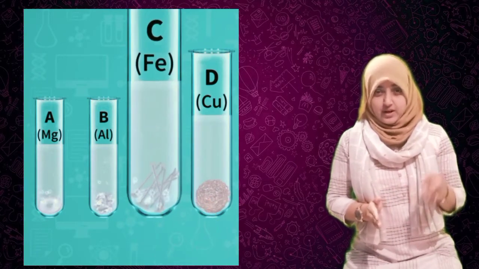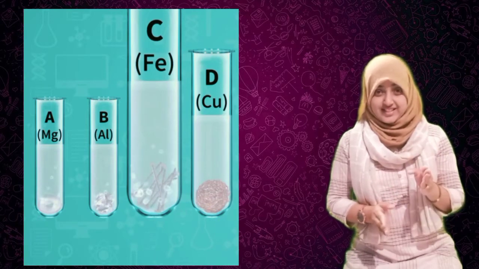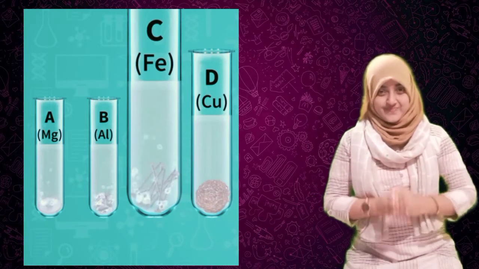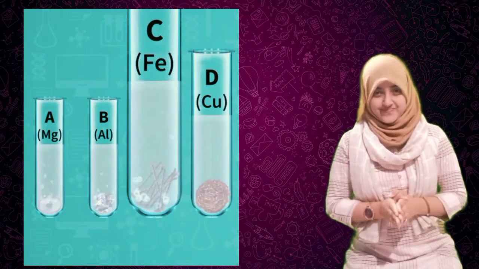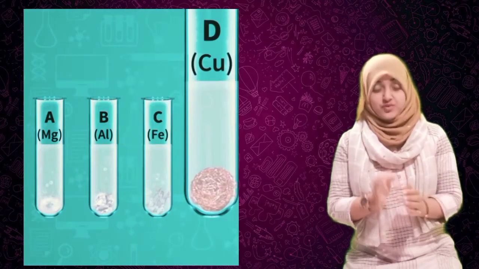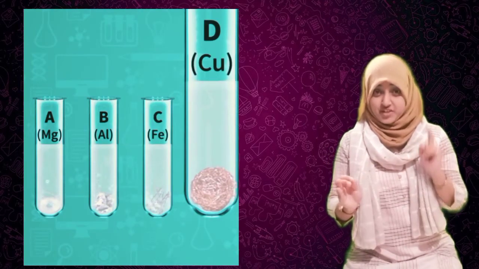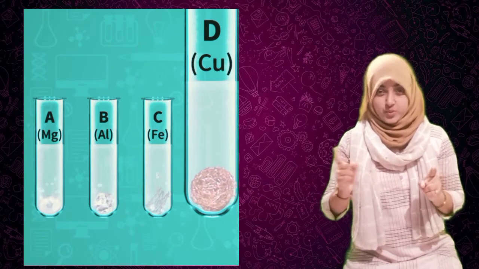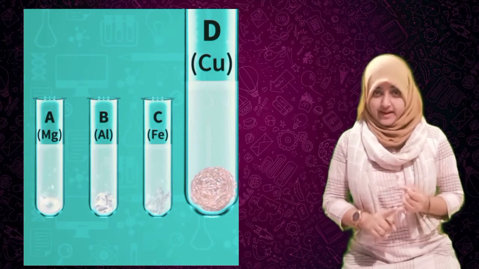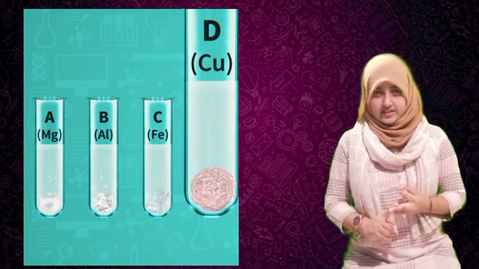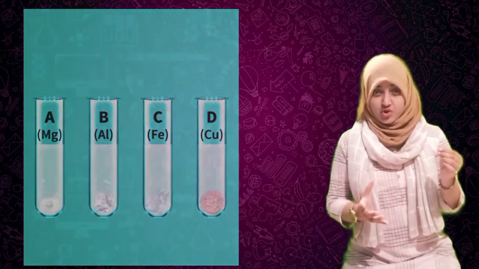When we heat it, we can see that now in test tube C, bubbles are occurring, which means iron has now reacted with the hydrochloric acid. But in test tube D, there was no reaction at all, which means copper did not react with the acid. Thus, metals like magnesium, aluminium and iron react with the acids to give salts and hydrogen gas. In fact, the bubbles that we saw in test tubes A, B and C were of hydrogen gas.